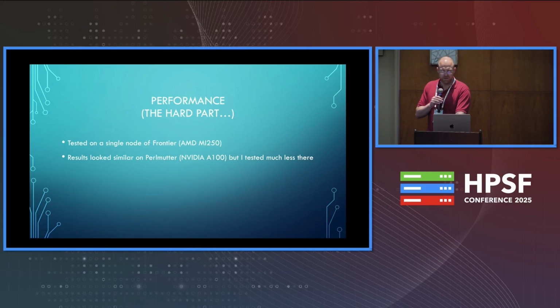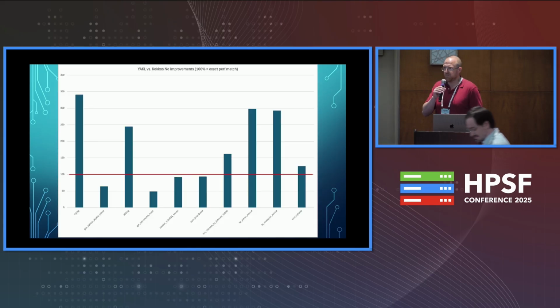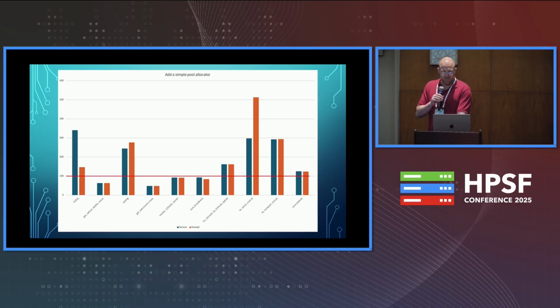This was on Frontier. Okay, so without any improvements, this is what we saw. This is a chart of how the 10 most expensive kernels compared when converted from YAKL to Kokkos. So 100% would be that the Kokkos performance matched exactly. You can see we're like 3.5 times, so without any improvements, we were way off. Okay, and here's with the pool allocator. Blue was the last slide, orange is the new, so you can see the change. Just with the pool allocator, we went from 3.5 times to like 50%. So that was the big performance breakthrough.